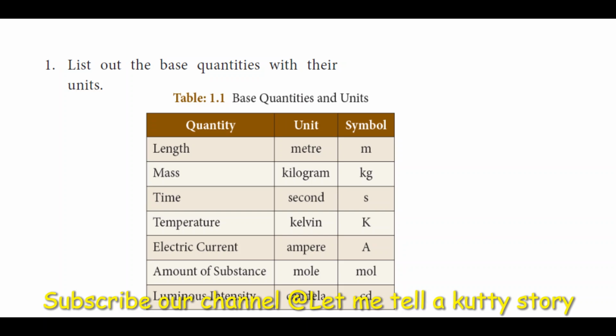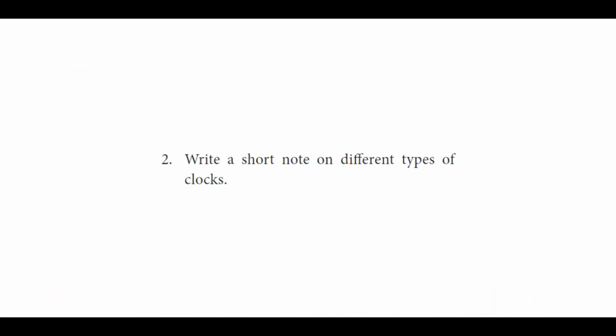So these are the base quantities. 7 base quantities we should keep in mind always. And this is the basic of physics. Next one.